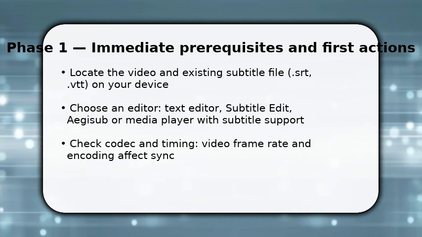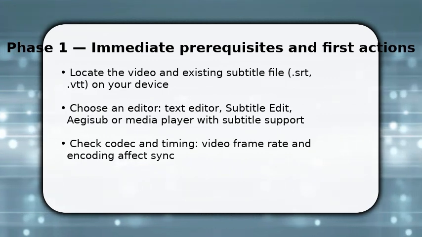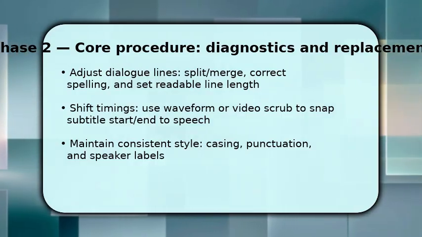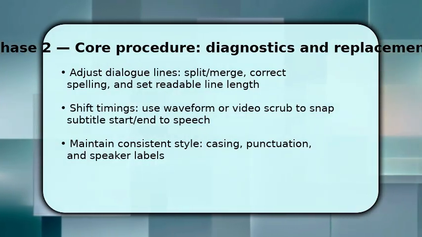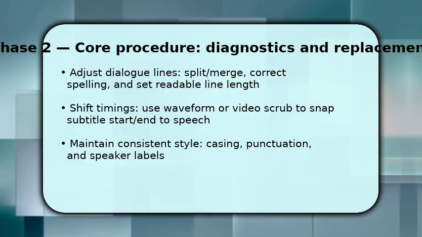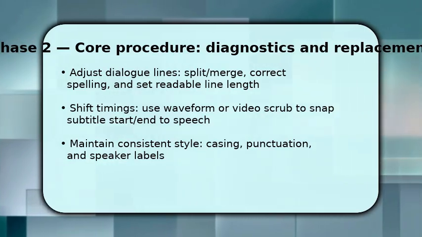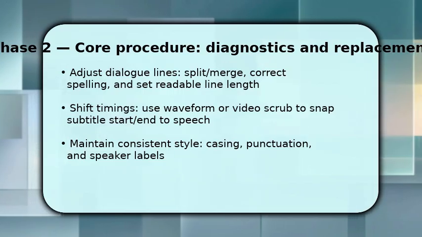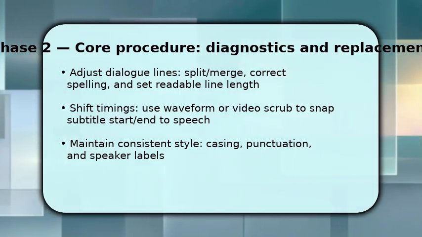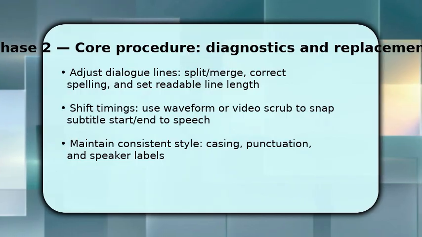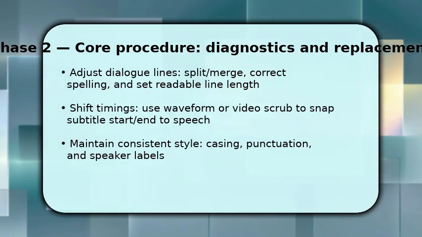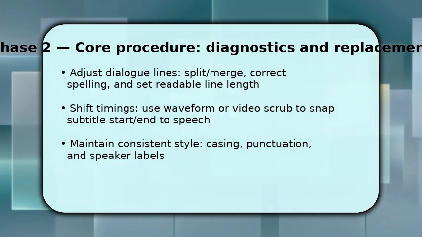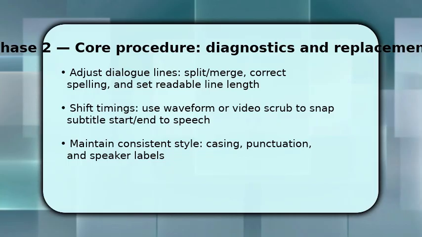You now focus on editing content and timing together, because text without sync is unusable. In the editor, correct typos, shorten long lines, and add speaker labels where needed. Keep lines readable. Then use Video Scrub or Waveform View to nudge start and end times so subtitles match speech. Move blocks by small increments for natural flow. Make sure to preview multiple spots. Transitions and quick exchanges often need micro adjustments, so repeat until dialogue and on-screen text align.